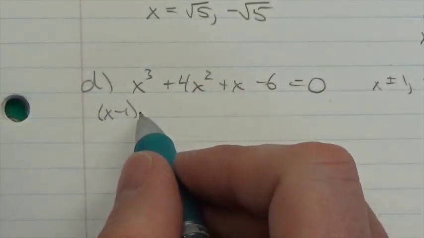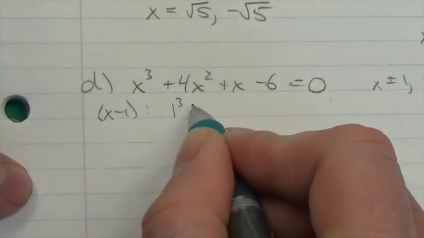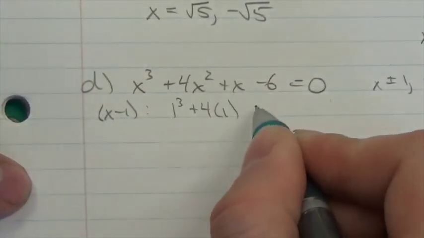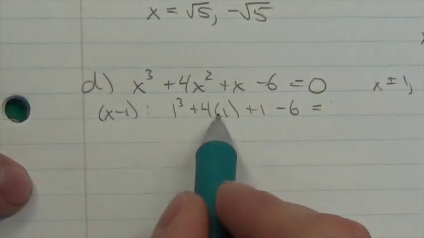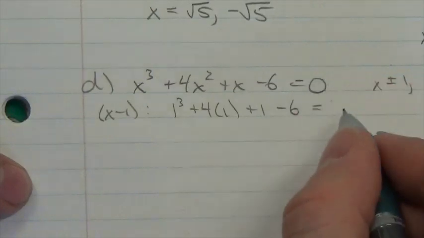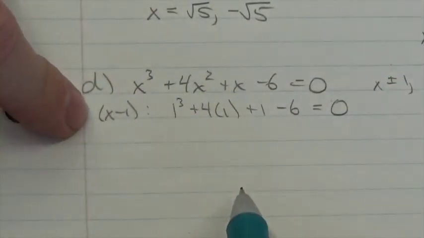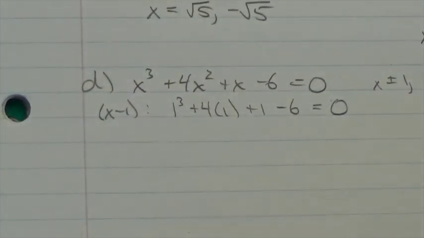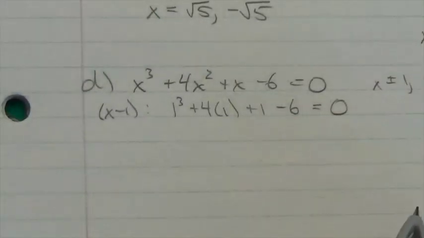Now, with x minus 1, I will pop in there positive 1. So 1 cubed plus 4 times 1 plus 1 minus 6. Let's see what this equals. Well, 1 plus 4 is 5 plus 1 is 6. Well, there it is, 0. So right now I know x minus 1 is a possible factor, and I can already see that positive 1 is a solution. That's one of them. So good.